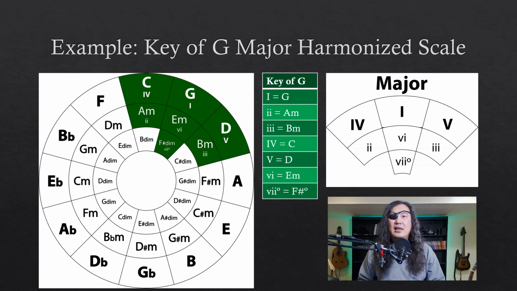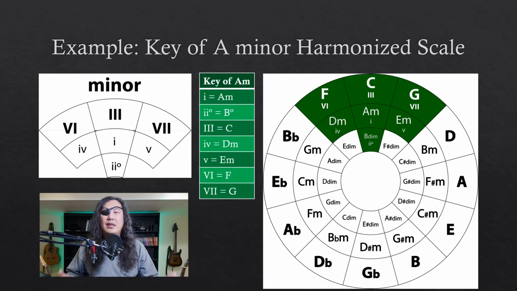We do the exact same thing of overlaying a slice in order to figure out the minor keys. For the minor keys, we take our 1 chord right here and we lay it on top of whatever key we're trying to analyze. So in this case, for A minor, we lay it here.